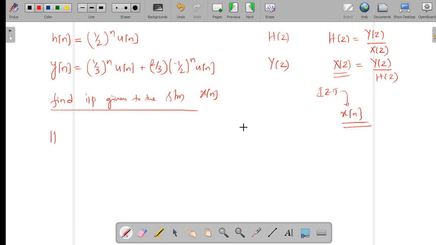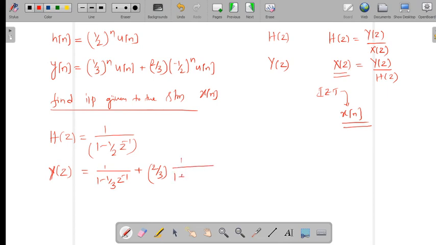So find h of z and then y of z. So what is h of z? It will give 1 over 1 minus half z inverse, and similarly y of z will be 1 over 1 minus 1 by 3 z inverse plus 2 by 3 into 1 over 1 plus half z inverse. So this is y of z and this is h of z. Now take the ratio of y of z and h of z, you will get x of z.